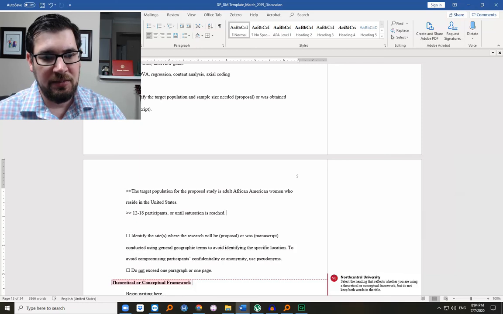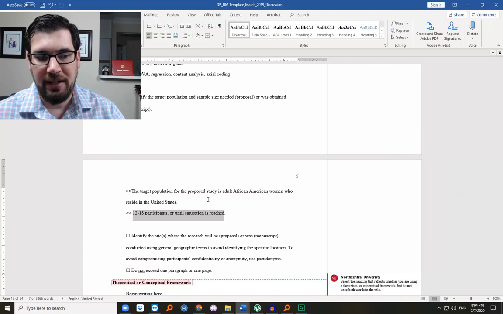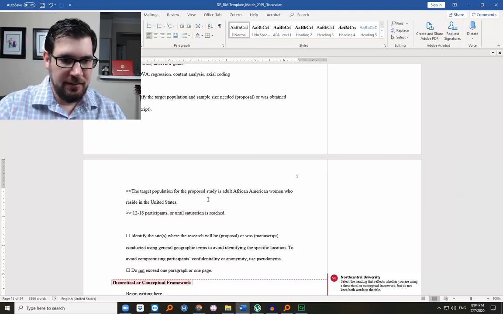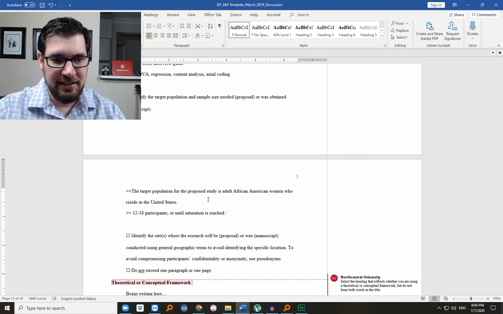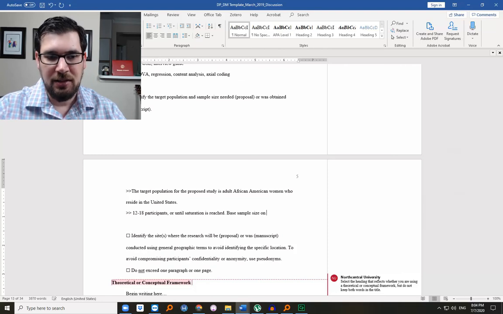So in terms of sample size, this depends on the design. If it's a qualitative study, it might be smaller, like an ethnographic or phenomenological study. A case study might be bigger. Multiple case study might be even bigger. And in terms of quantitative, you are going to base sample size on power analysis.